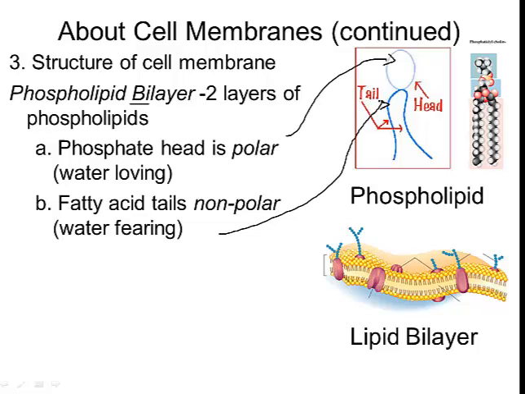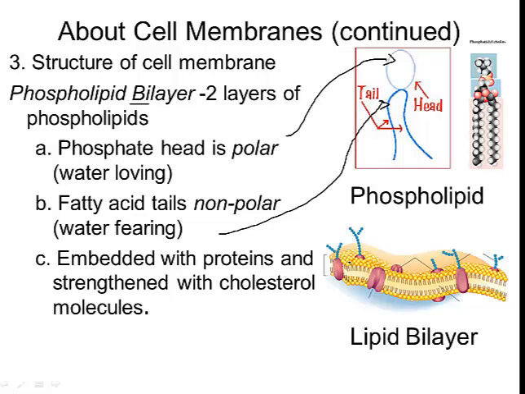Because of the way that the phospholipids are structured like this, that is going to allow them to make this really neat looking little bilayer together. Now also within this bilayer, you've got a bunch of proteins that are all going throughout it, and you also have cholesterol molecules, which is another type of lipid that are going to provide strength and flexibility to the membrane overall.